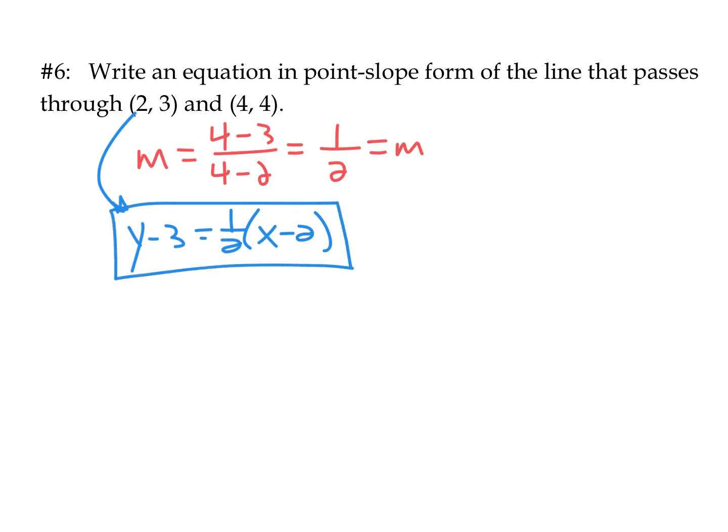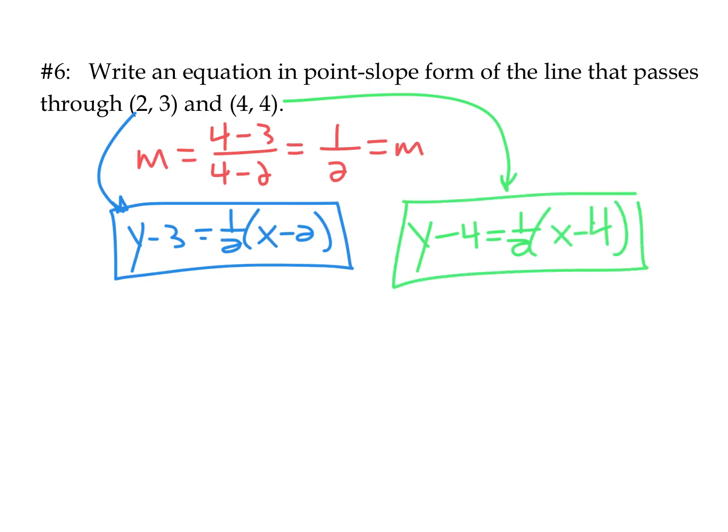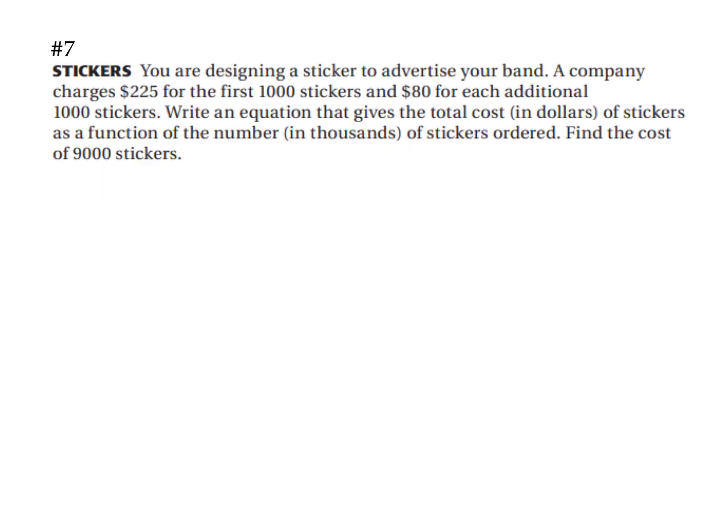If I wanted to simplify it, I could. And if I wanted to write point slope form using the other point, I would have y minus 4 equals 1/2, still the same slope, x minus 4. So either of those would be correct equations for the point slope form for the line through those 2 points. Find the slope and then any point to write point slope form.